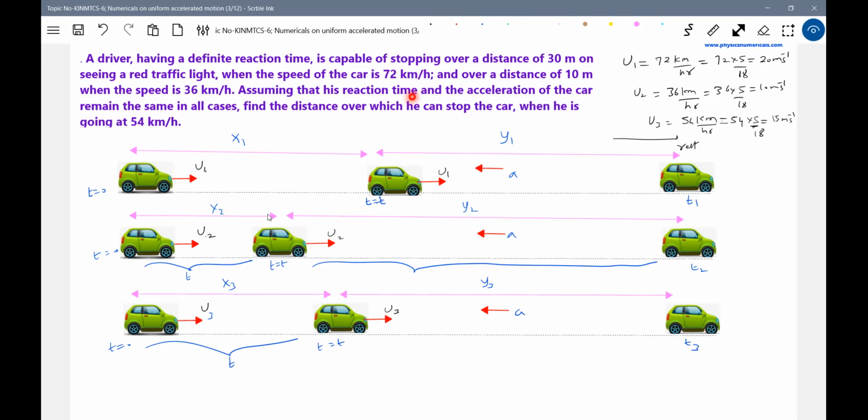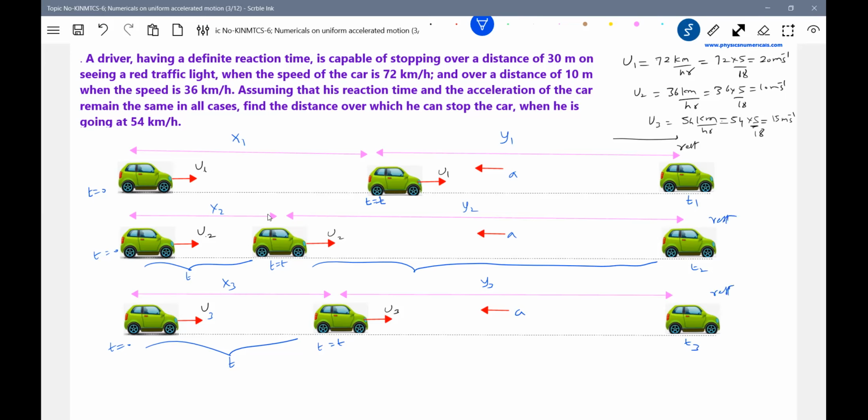Assuming that the reaction time and acceleration of the car remain the same, find the distance over which he can stop the car when he is going at 54 km per hour. It is asking for this distance, X3 plus Y3. The reaction time is the same. So what is reaction time? It will take some time to put the brake on. Now we apply the brake, it will undergo retardation, then it will come to rest. So the car has come to rest.